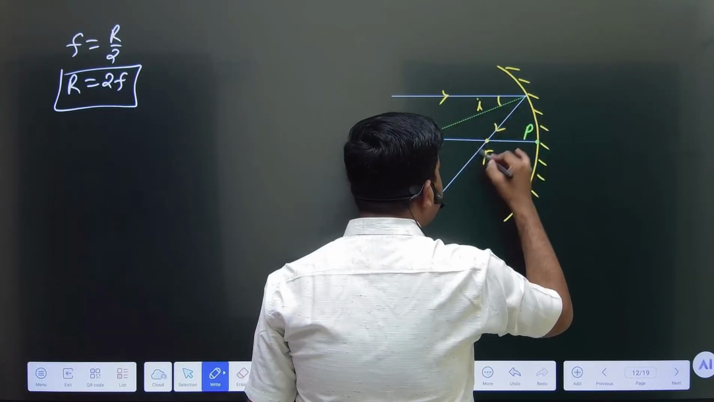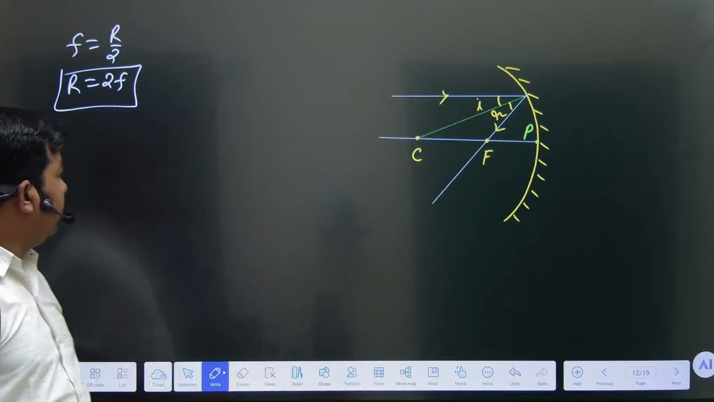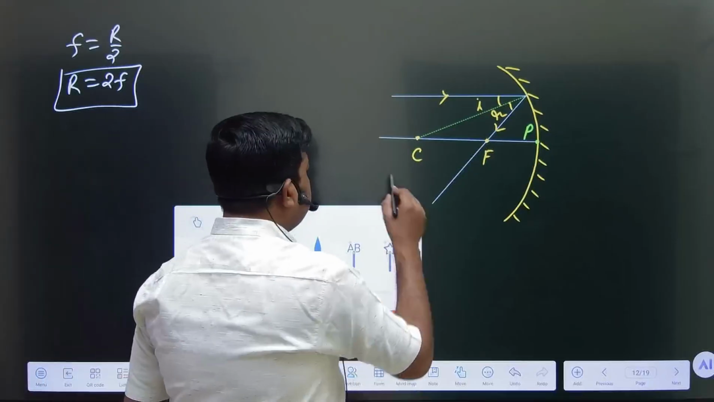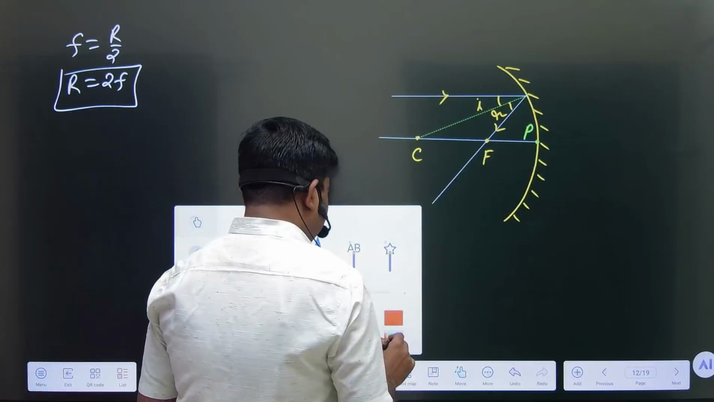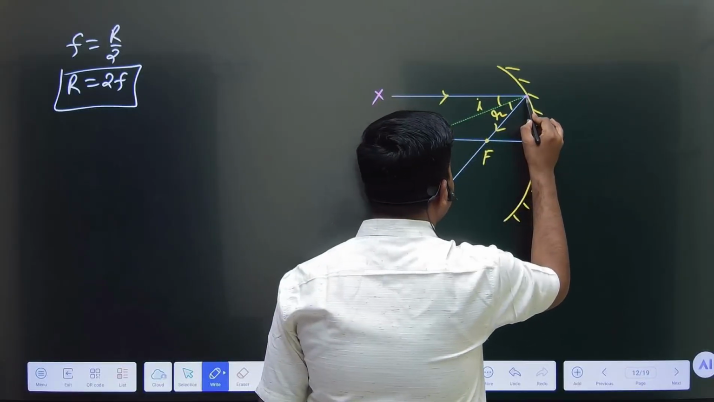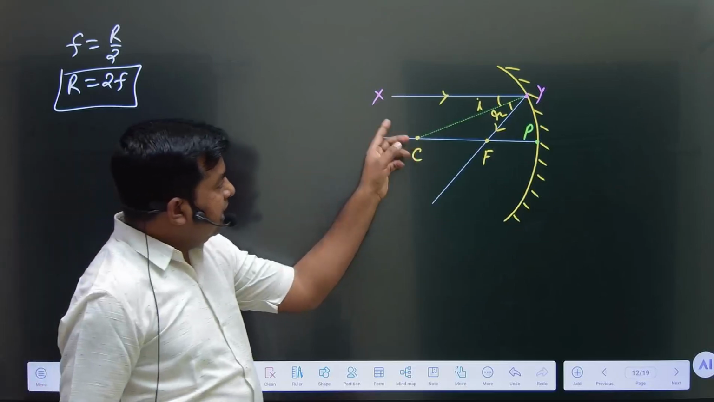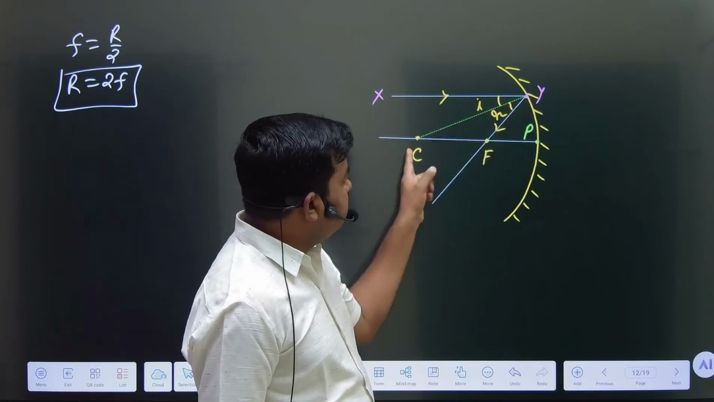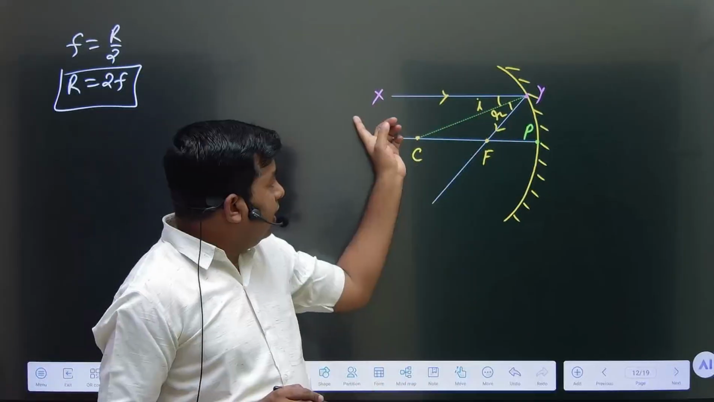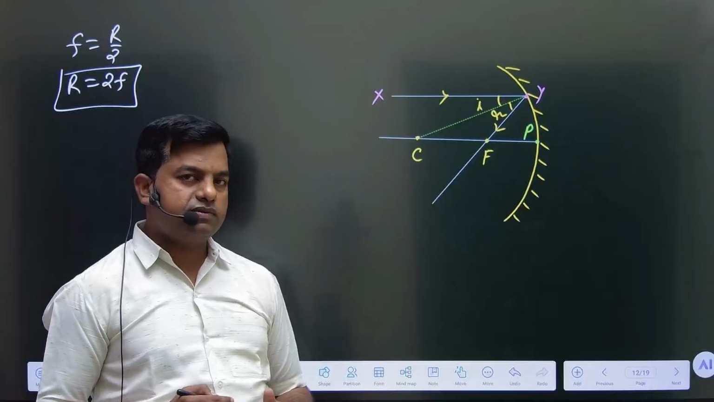And the angle between the reflected ray and the normal is called the angle of reflection R. We have to prove this relation. Let this point be X and this be Y. We have to prove this: let a concave mirror, a light ray XY is incident parallel to the principal axis, and after reflection from the mirror passes through the focus.